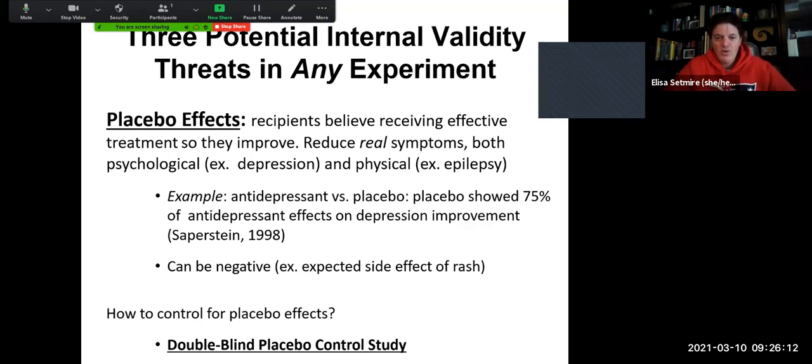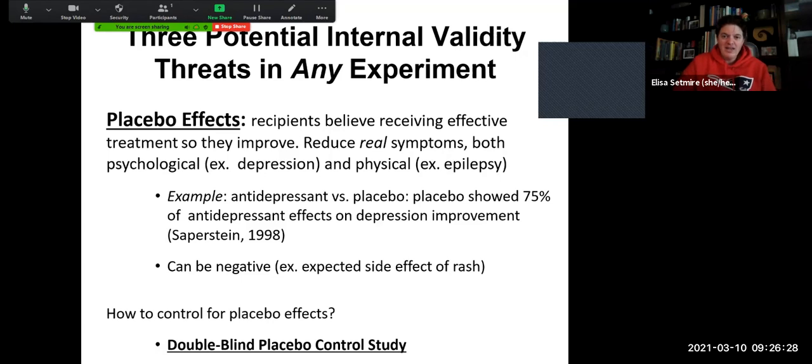We can also see something very much along the same lines, called the placebo effect, where recipients believe that they're receiving an effective treatment, so they improve. They reduce their real symptoms. It's both psychological and physical. So for example, let's say that we give people an antidepressant versus a placebo.